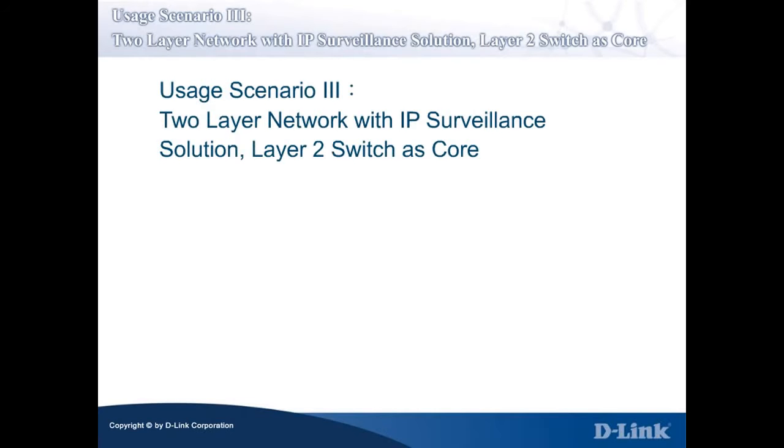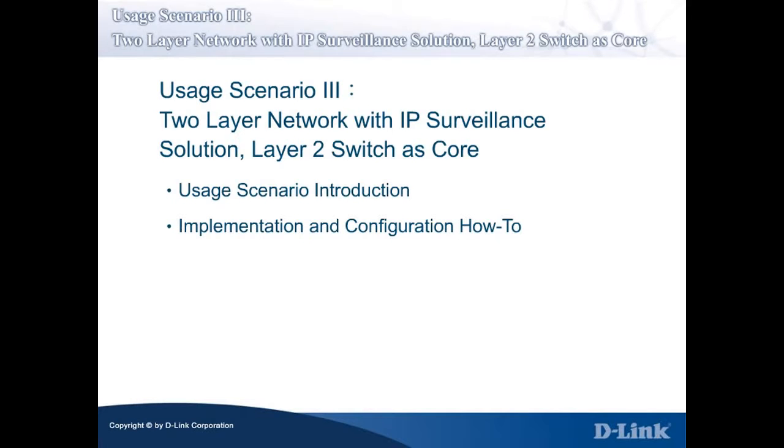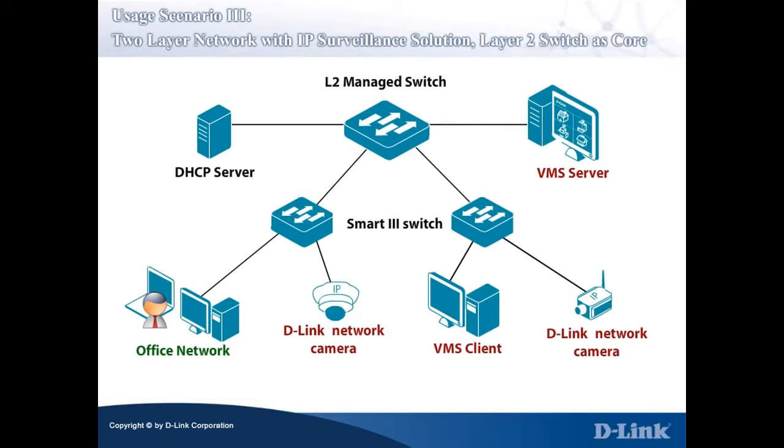Usage Scenario 3. Two-layer network with IP surveillance solution. Layer 2 switch is core. In the following slides, we will introduce the third scenario and talk about how to implement and configure Usage Scenario 3 Auto Surveillance Network. Usage Scenario 3 is a two-layer switched network with a D-Link Layer 2 switch as the core layer switch and Smart 3 switches as the access layer switches, as shown in the diagram.